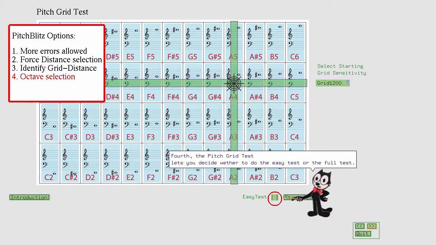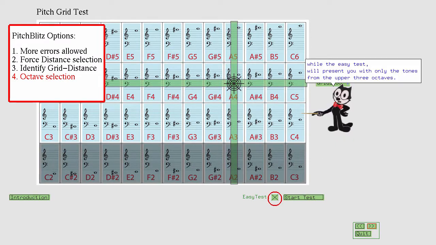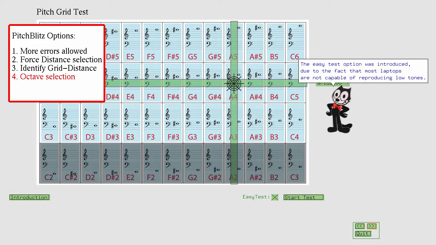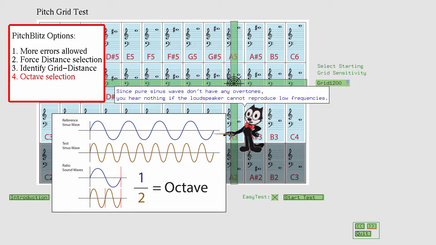Fourth, the pitch grid test lets you decide whether to do the easy test or the full test. The full test will present you all tones in the 4 octaves, while the easy test will present you with only the tones from the upper 3 octaves. The easy test option was introduced due to the fact that most laptops are not capable of reproducing low tones. This is especially true for pure sinus waves. Since pure sinus waves don't have any overtones, you hear nothing if the loudspeaker cannot reproduce low frequencies.